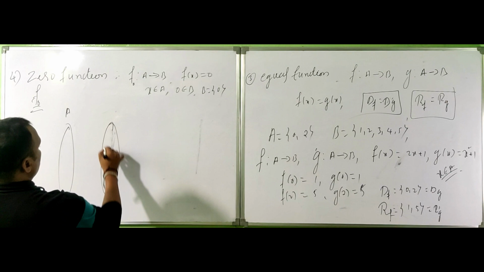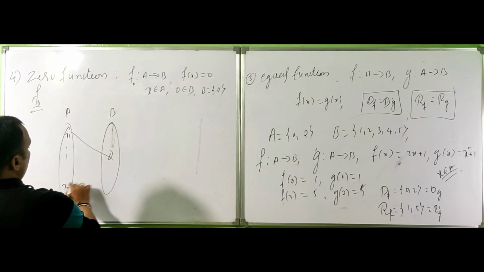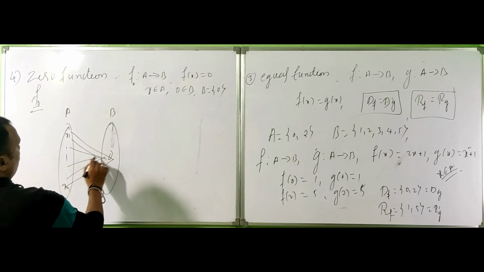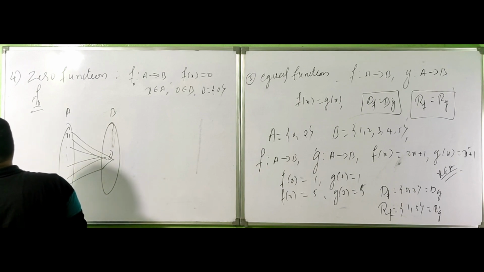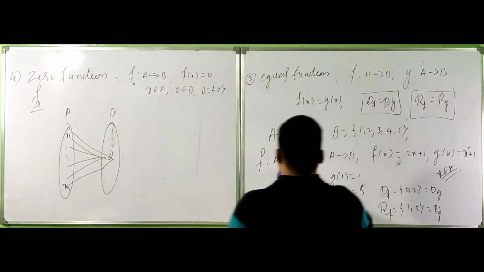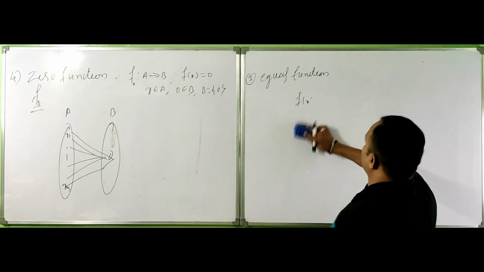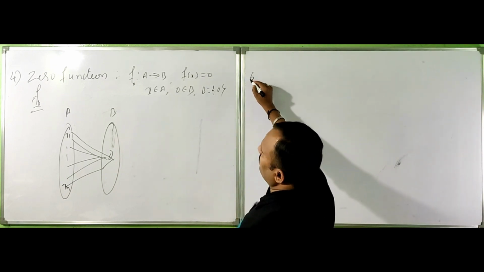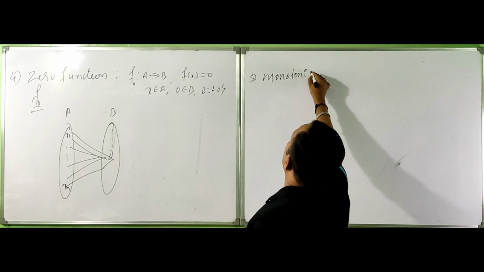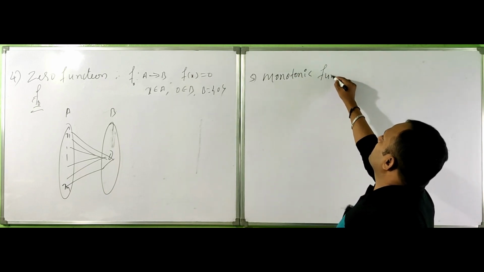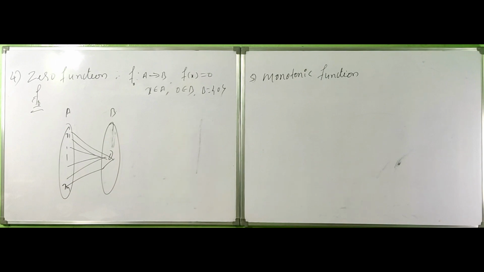This is A and this is 0 in B, with x1 up to xn. Okay, this is the mapping to the 0 element. Then what is it called? Monotonic function. Very important for your next level also, graduation: the monotonic function, increasing function, decreasing function. Last one, I think. Monotonic function.